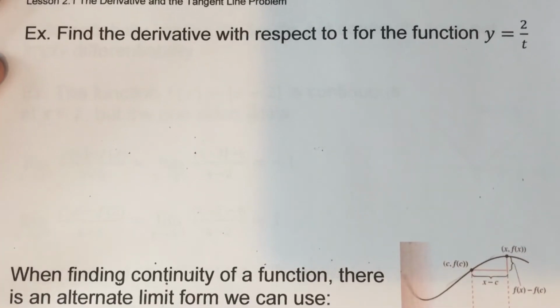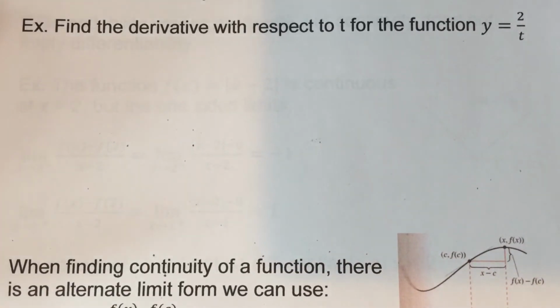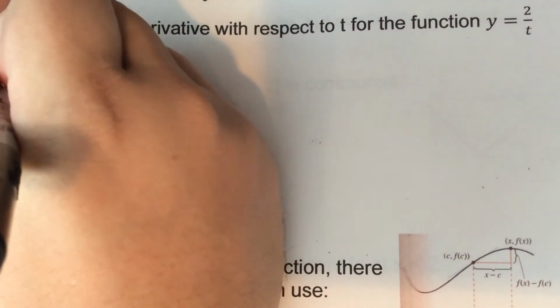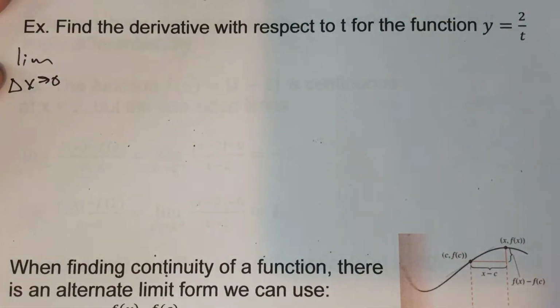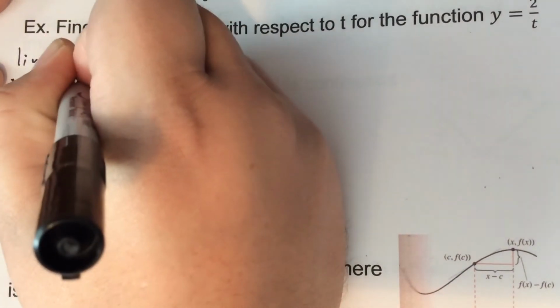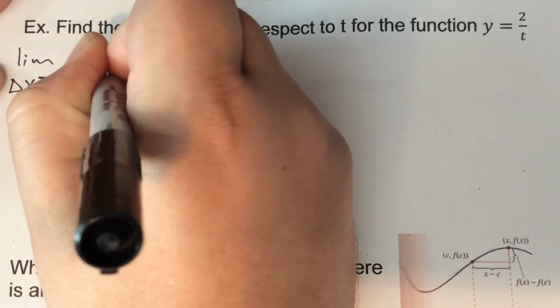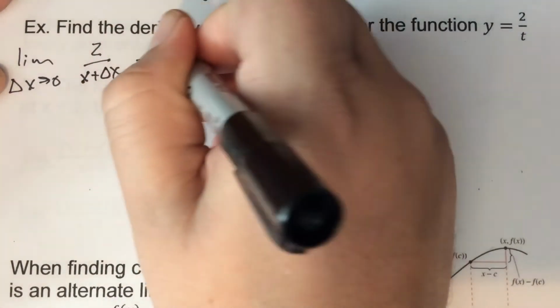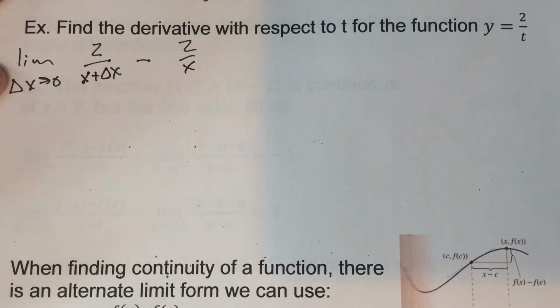Find the derivative with respect to t for the function y equals 2 over t. Now, the book likes to put t's in sometimes for our variable. If that throws you off, just make it an x, and it'll still be fine. So, limit as change of x approaches 0 of 2 over, we're going to do x as x plus change of x, we're going to sub that in for the t, minus 2 over x. And this is all over a change of x.